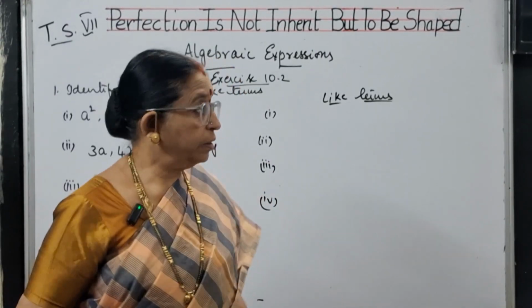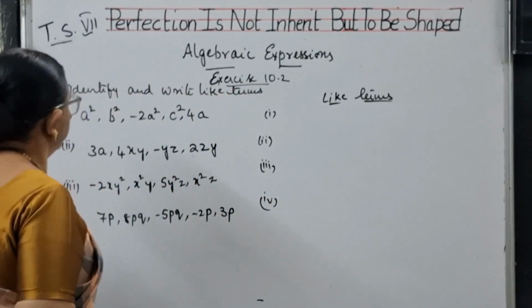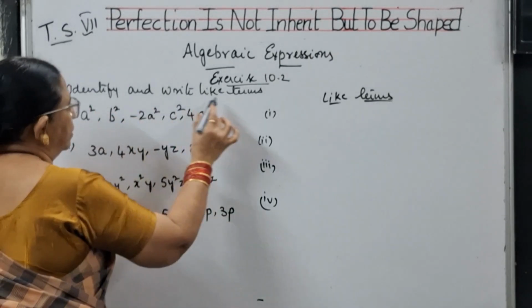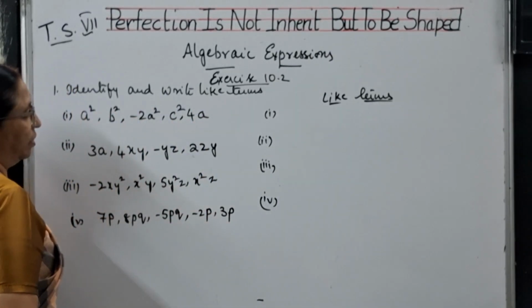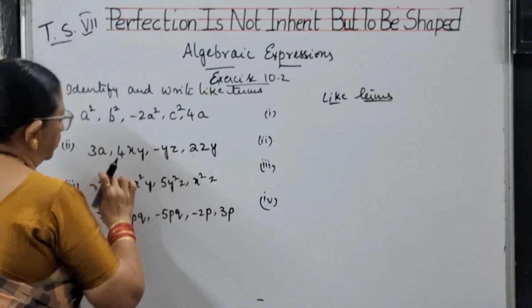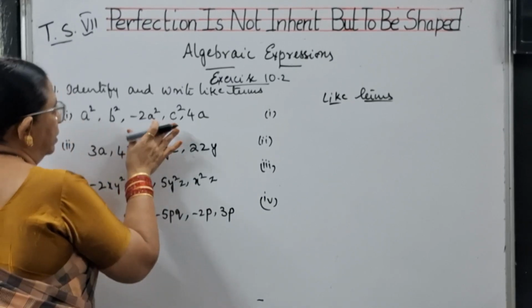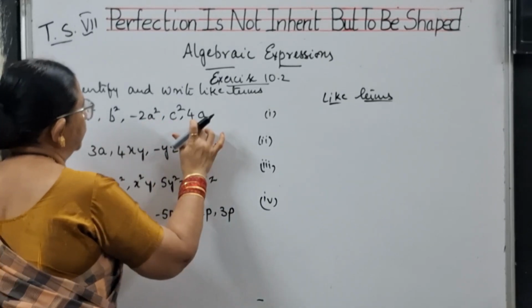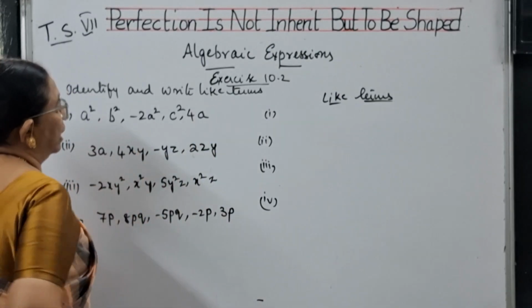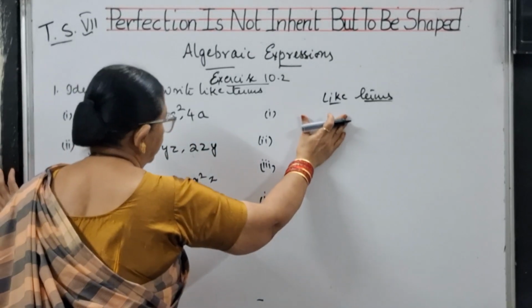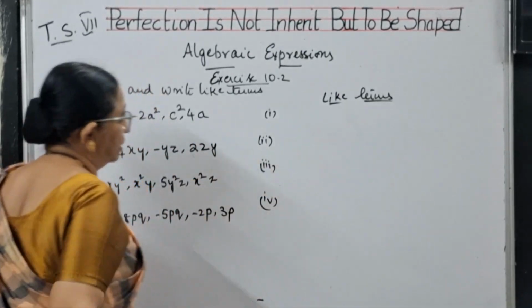Now, children, exercise 10.2. The question is: identify and write like terms. What are like terms? Four problems are given to you. In each one, you have to identify the like terms and write them. I have written "like terms" here. I am going to write the answers.